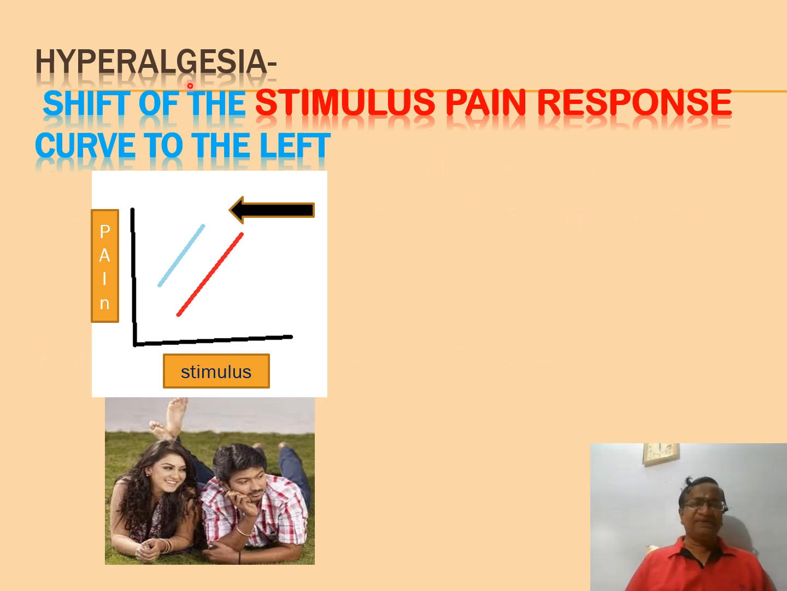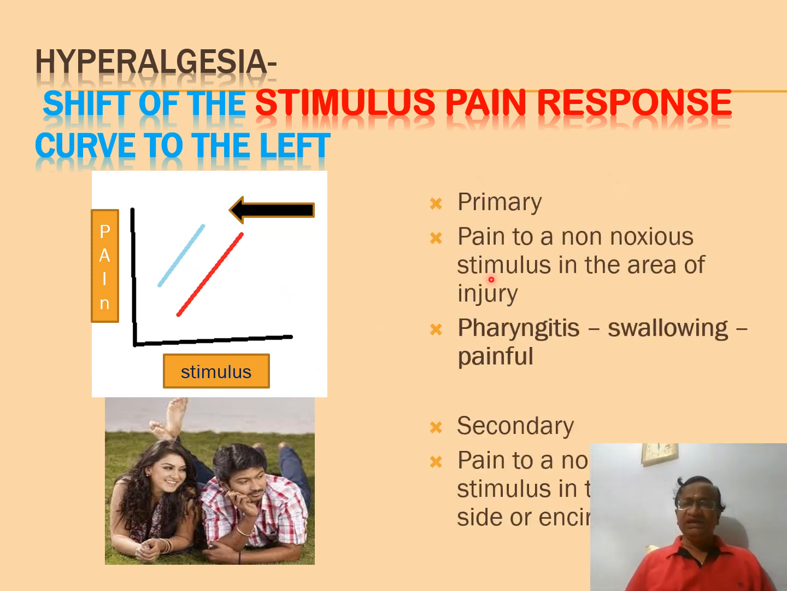So what is hyperalgesia? Now you have a stimulus. This is the normal pain response. If the pain response is more, then it is called hyperalgesia. So shift it to the left and not right. Pain to a non-noxious stimulus in the injured area, sometimes in pharyngitis, swallowing is painful. That is called allodynia, a non-noxious stimulus.